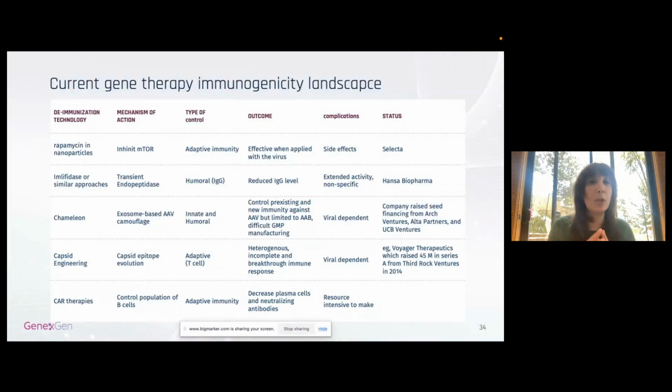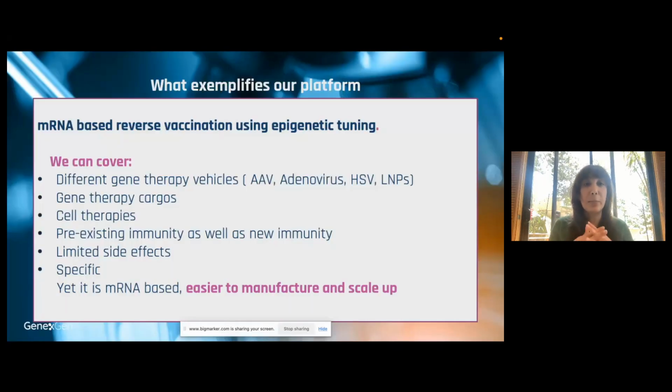This approach has been shown to be effective when applied with the virus, but also has a lot of side effects because of rapamycin being a very potent immunosuppressor. What we believe this approach can help us achieve is that the mRNA-based epigenetic editor allows us to tune the expression of the gene, in this case MYD88, but not hammer it down, and therefore provide a safer margin.